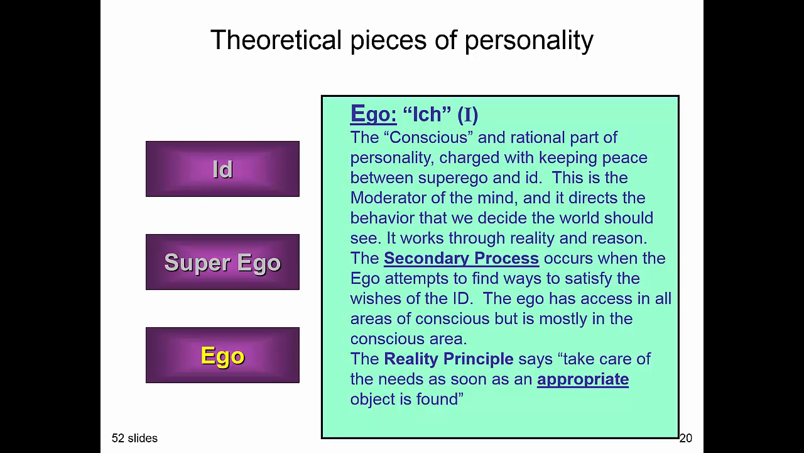It works through reality and reason. People who cannot reason well or who are not grounded in reality will be unable to use the ego to create a personality that is acceptable to society. They will have a pathology. The secondary process, according to Freud, occurs when the ego attempts to find ways to satisfy the wishes of the id without breaking the rules of the superego. The ego has access in all areas of consciousness, but it mostly is in the conscious area.